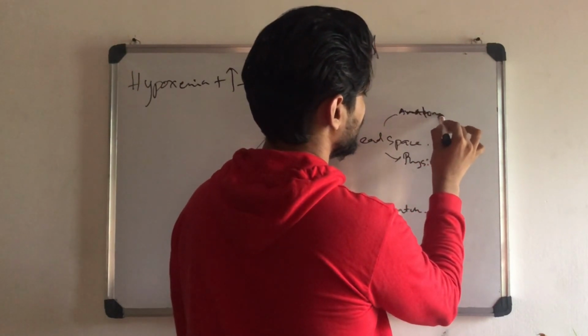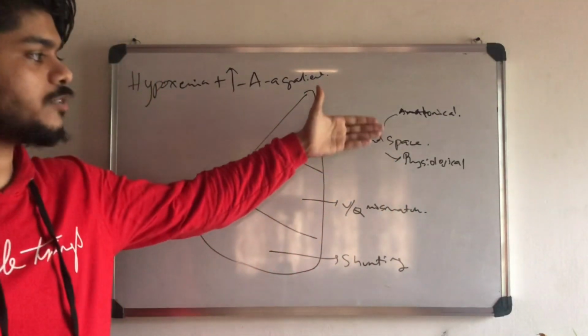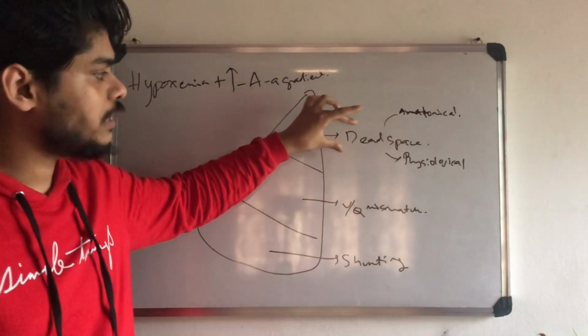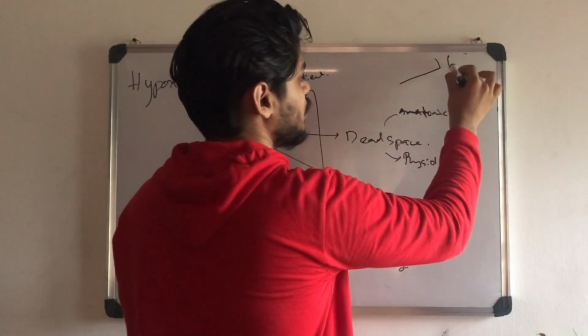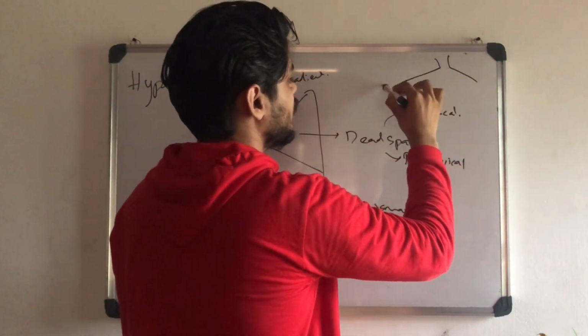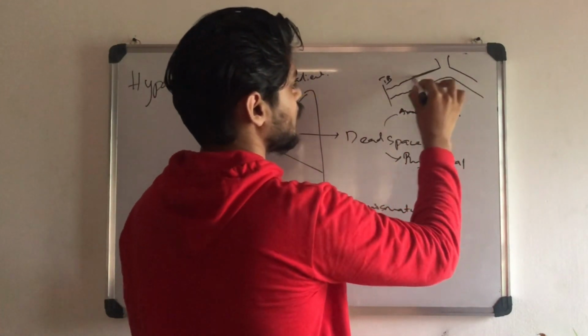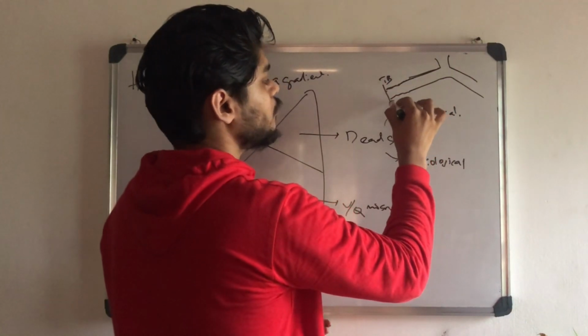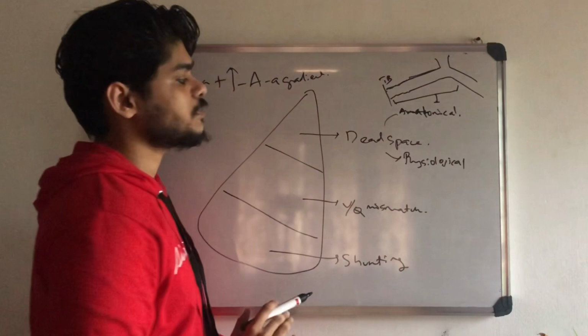Anatomical and physiological. I've told you all this, that's why I'm telling it very fast. But we know what is anatomical dead space. Here we have trachea, bronchi, bronchiole, and terminal bronchiole, right? Up to terminal bronchiole, it was the conducting zone or anatomical dead space.